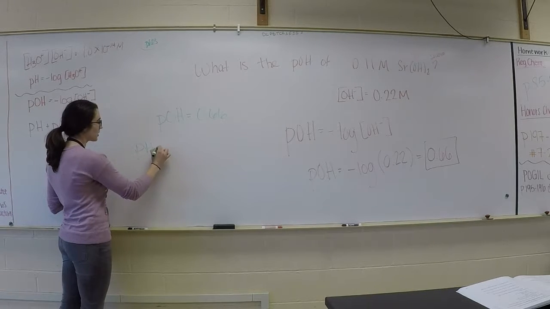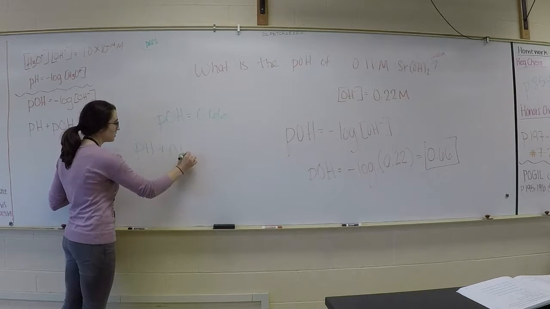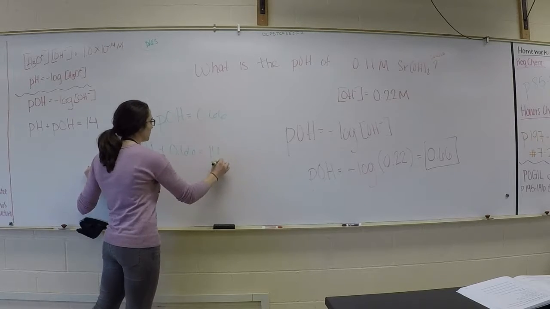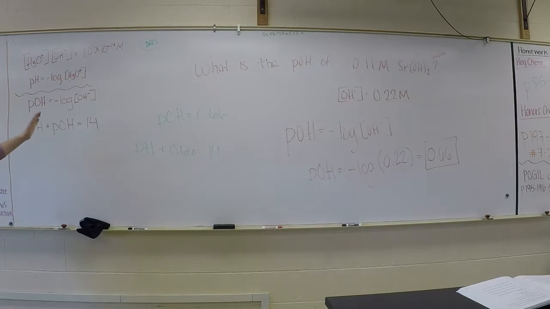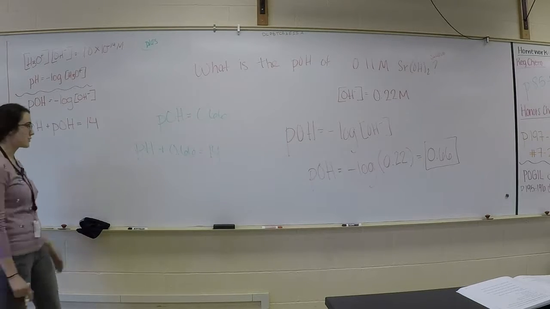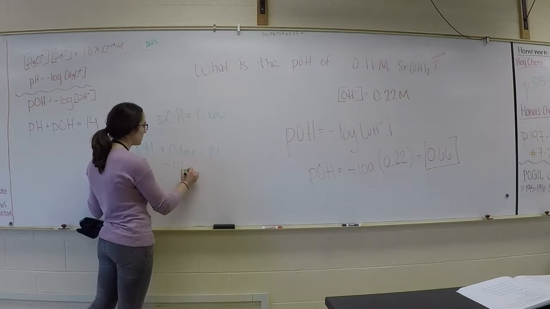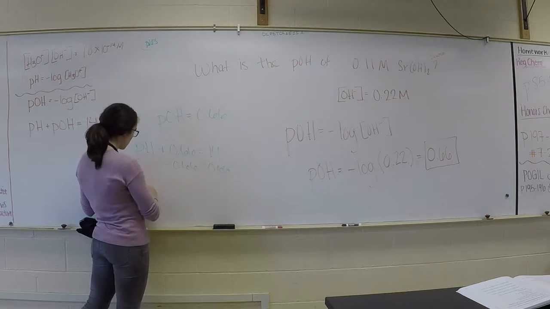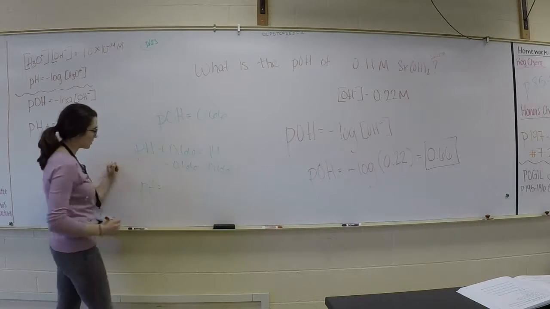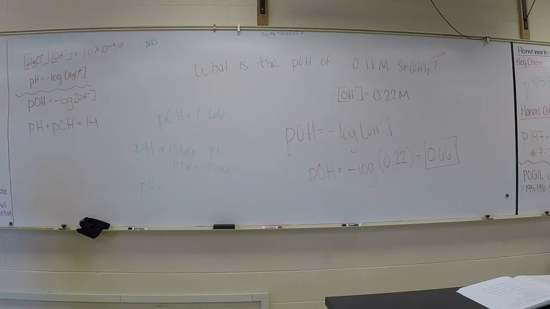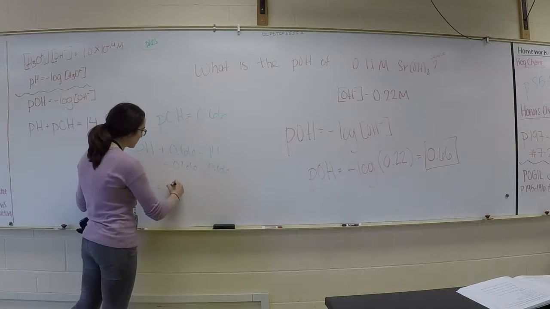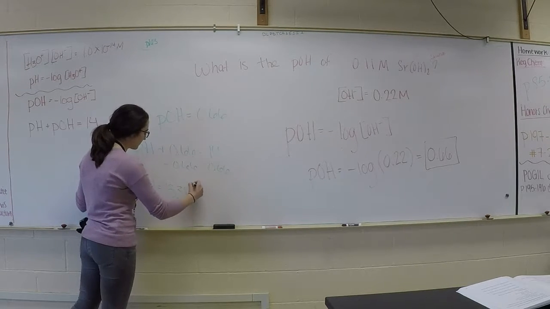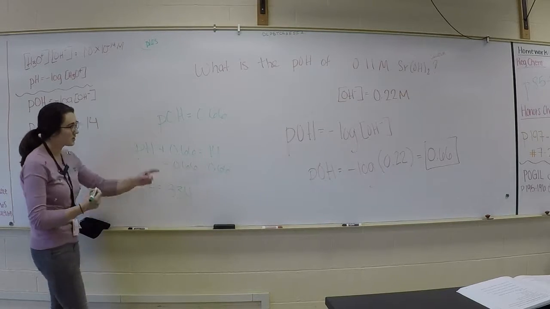That's the easiest way to compare it. So, I'm just going to plug it into this equation, which in order to get pH by itself, you do what? Subtract the 0.66 from both sides. So, the pH is what? 13.34. Right? Got that answer, got that answer.